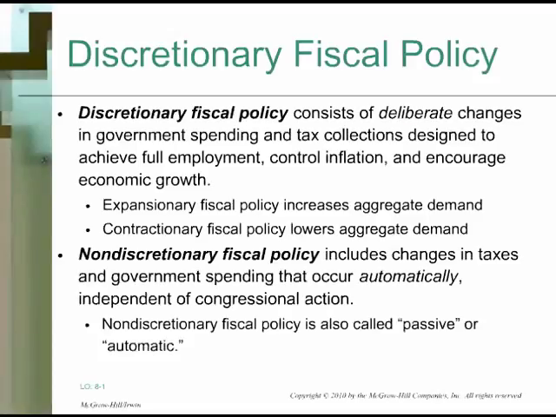Discretionary fiscal policy consists of deliberate changes in government spending and tax collections, designed to achieve full employment, control inflation, and encourage economic growth. Expansionary fiscal policy increases aggregate demand. Contractionary fiscal policy lowers aggregate demand.